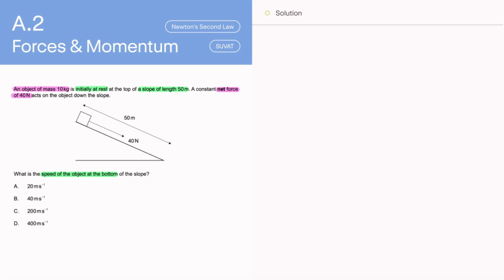The first step is to apply Newton's second law, F equals ma. Plug in numbers and rearrange the equation, and we get acceleration equals 4 meters per second squared.